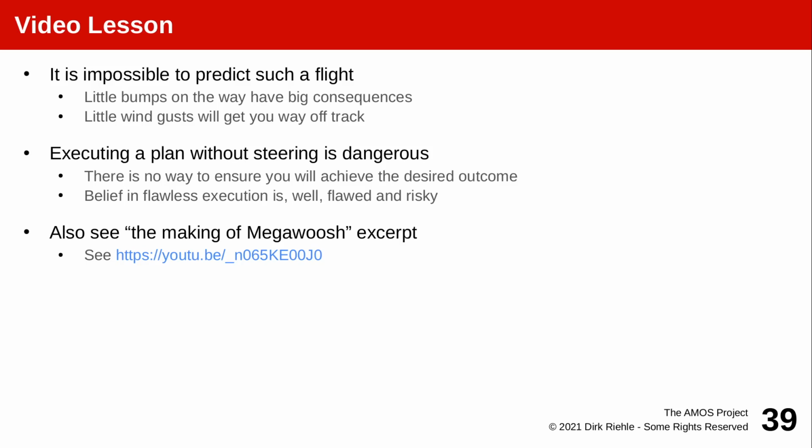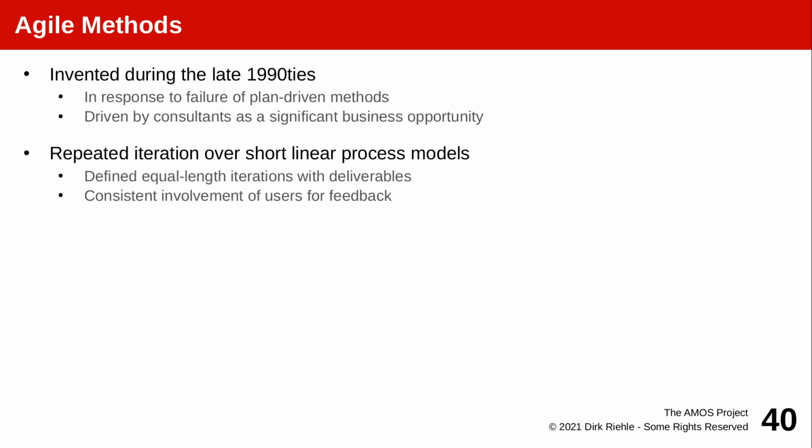If you get off track at the start, there's no guarantee that half a year, 2 years later, you will still achieve the desired outcome. Small changes have big effects. Flawless execution is basically impossible. So understanding that you simply could not plan 100% precisely, people came up with Agile methods. It was invented in the late 90s in response to plan-driven software development.